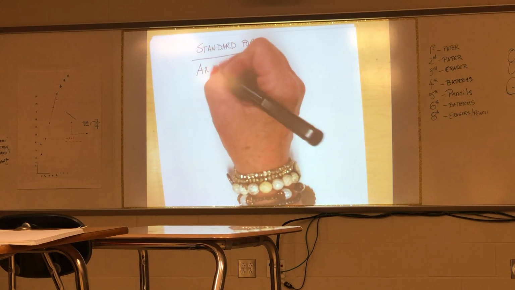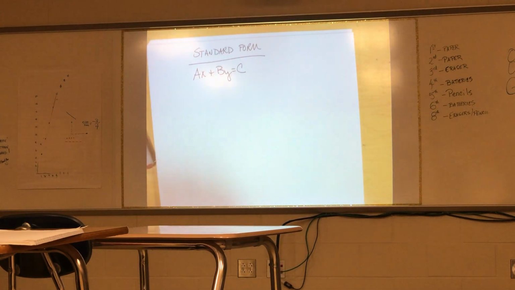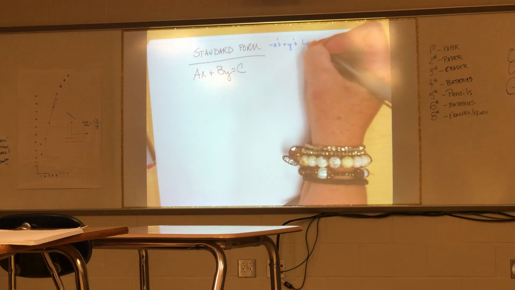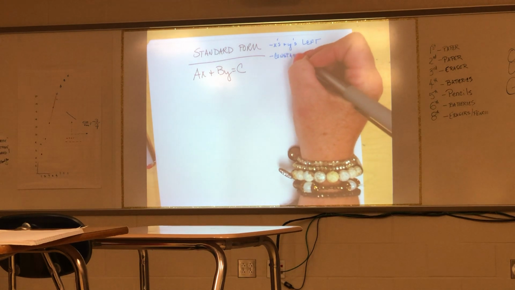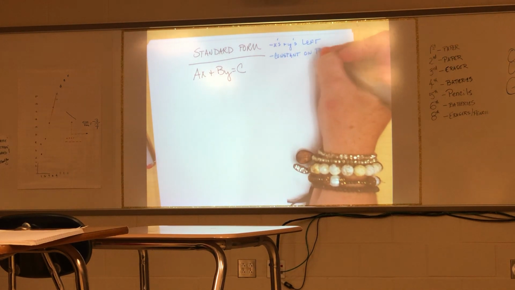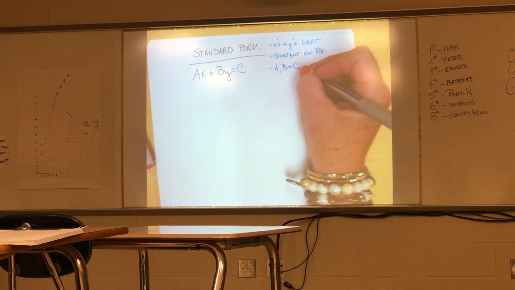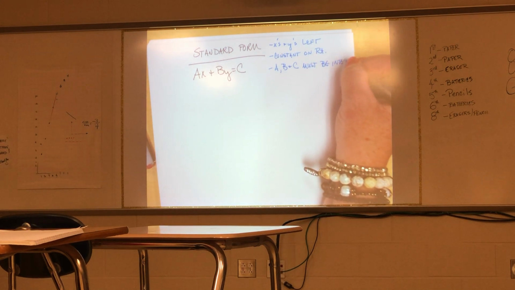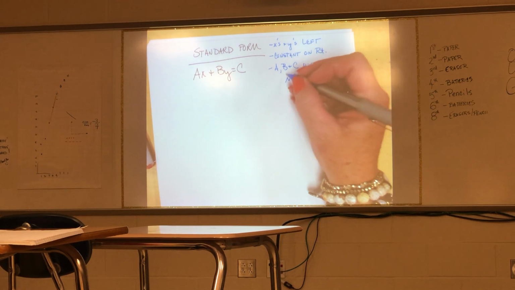This is standard form. Ax plus By equals C. Okay, and here are the rules on this standard form. The x's and y's have to be on the left. The constant, or the plain number, is on the right. And one more rule. A, B, and C must be integers. What does that mean? Integers. No fractions and no decimals.